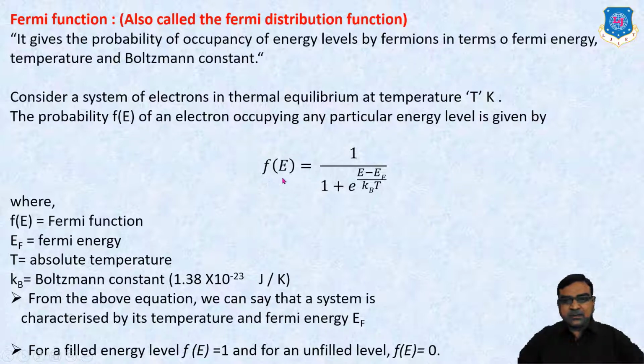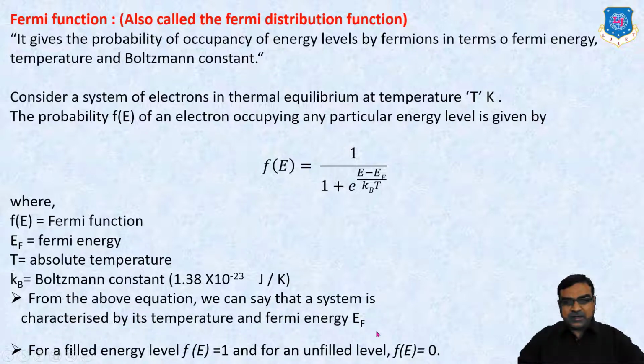f(E) is equal to 1 by 1 plus e raised to (E minus EF) by kB T, where f(E) is the Fermi function, EF is the Fermi energy, T is absolute temperature, and kB is the Boltzmann constant, which is 1.38 times 10 raised to minus 23 joule per Kelvin. From the above equation, we can say that a system is characterized by its temperature and Fermi energy EF.